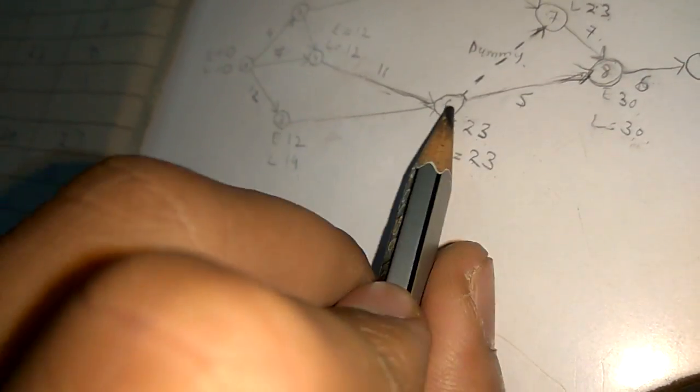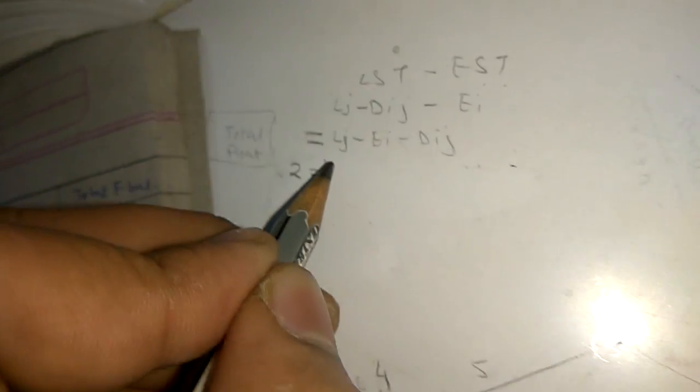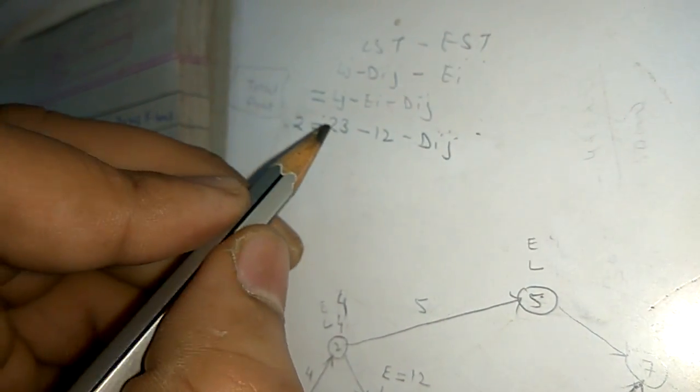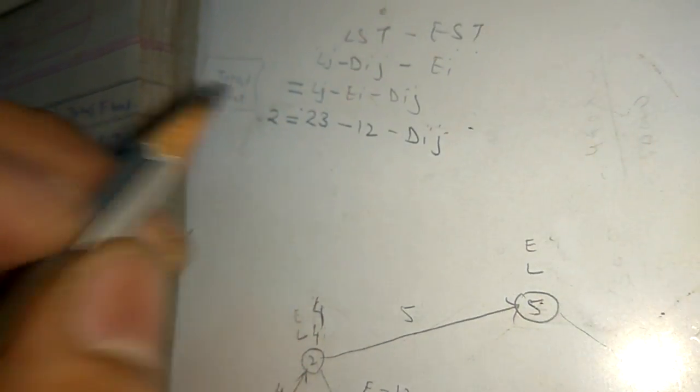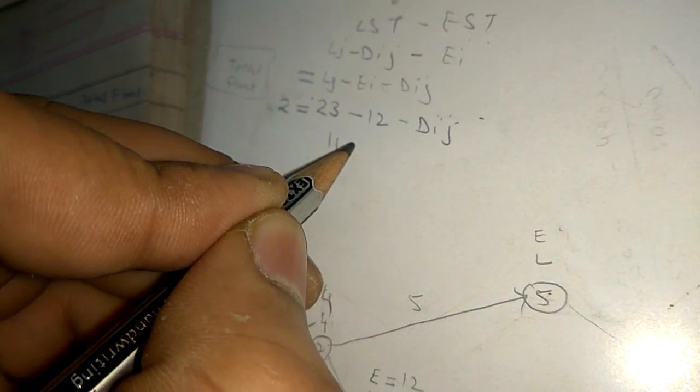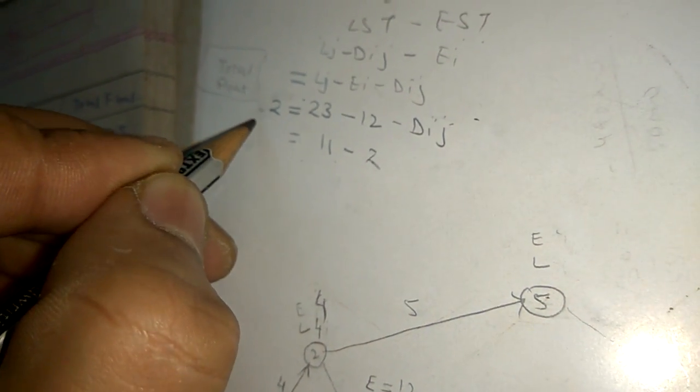Now we will move toward the next activity. Next activity is between 3 to 6. Between 3 to 6, total float value is 2. So 2 is equal to Lj minus Ei minus Dij. Between 3 to 6, Lj value is 23, minus Ei is 12, minus Dij. So 23 minus 12 is 11, minus 2 equals Dij. So Dij value will be 9.